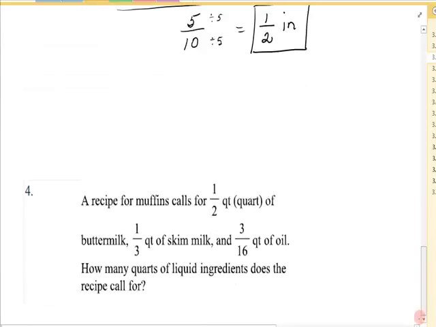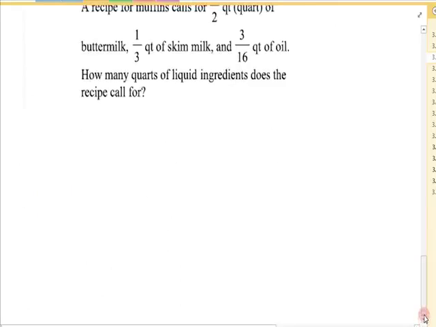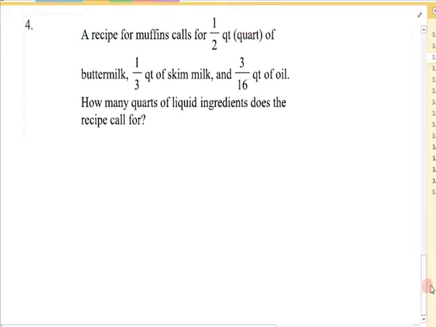Okay, we have one more. It says a recipe for muffins calls for 1/2 a quart of buttermilk, 1/3 of a quart of skim milk, and 3/16 of a quart of oil. How many quarts of liquid ingredients does the recipe call for total? So I'm going to add 1/2, 1/3, and 3/16.